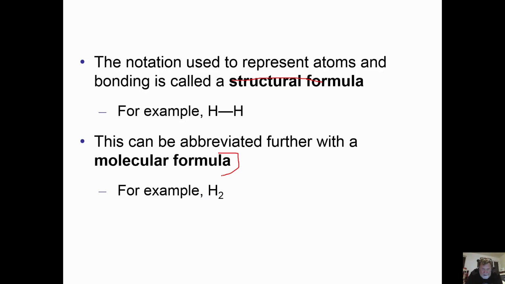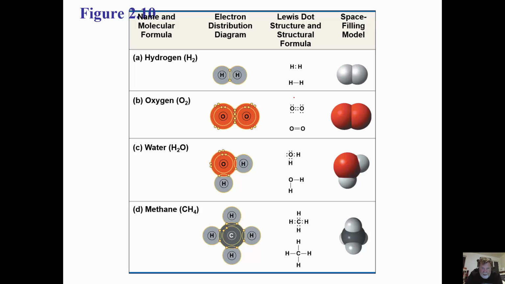And so that would give us a structural formula, and then again we can use a molecular formula in which it is assumed that that bonding occurs. And so this is looking at one bond between each of these 2 hydrogens. Oxygen can share up to 2 sets of these valence electrons, and so we see a double bond there.